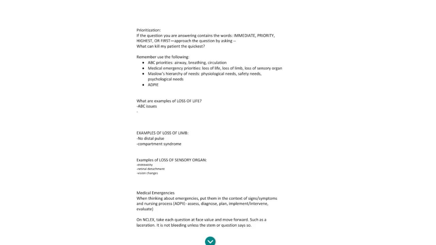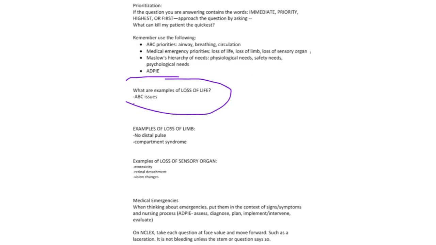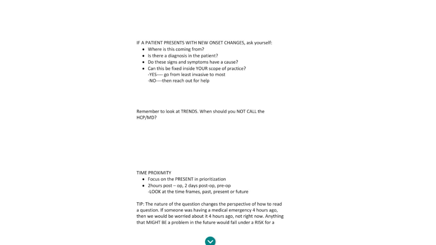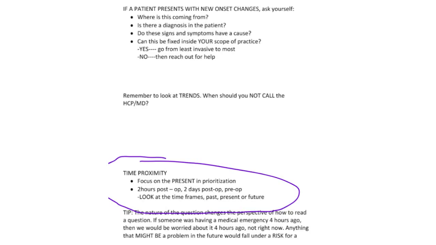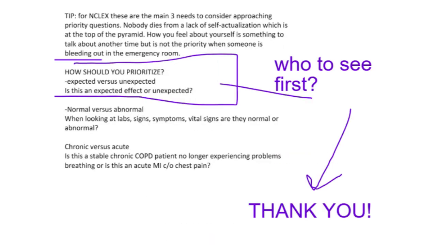All right, so getting back to our question, let's get into the answer of how we're going to break this down. We talked about priority could be ABC. Is anybody at a risk of loss of life? And we also talked about time proximity, focus on the present, focus on the time frame that these patients are in their stages of labor, and how often these two people are having contractions. And we also want to prioritize based upon what's expected versus unexpected. Is this an expected effect or unexpected effect?